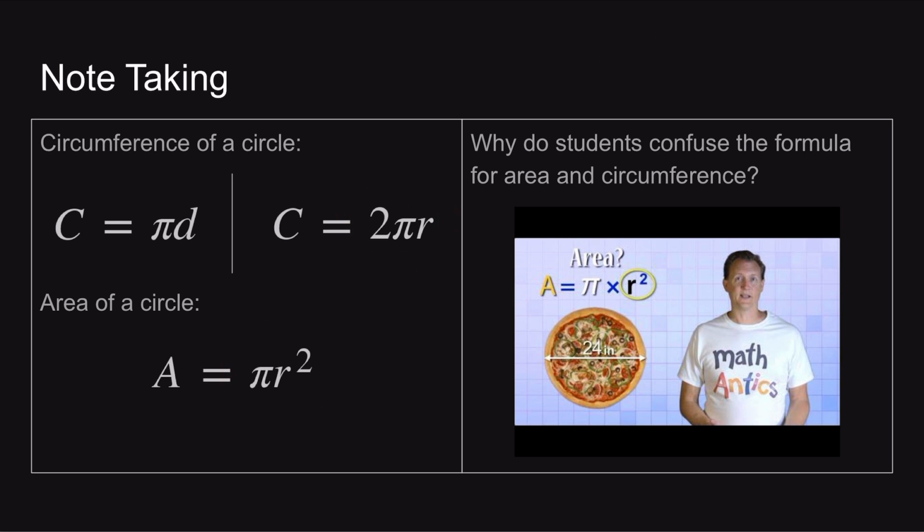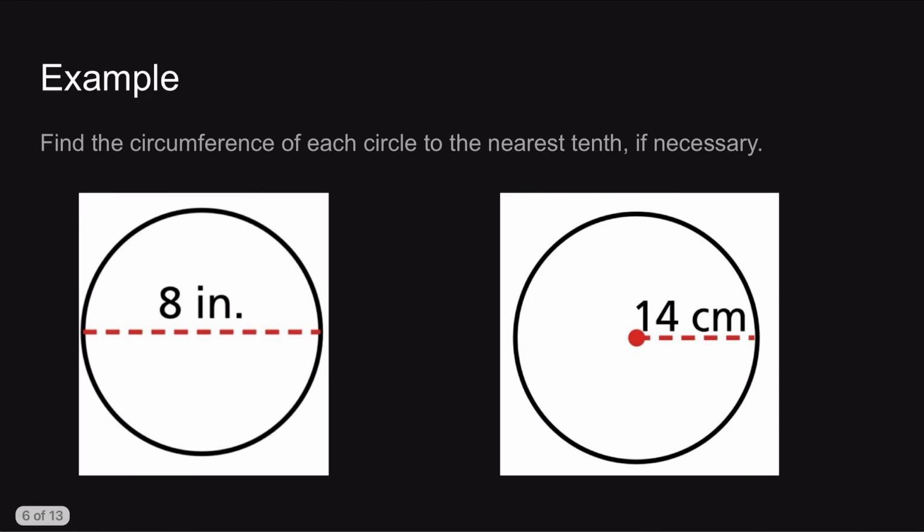And we also know there's two formulas for circumference, because you could use diameter, but you could also use radius. Remember, radius is half a diameter. So let's get into it. It's pretty easy stuff. First, let's just find the circumference, and then we'll focus on area.